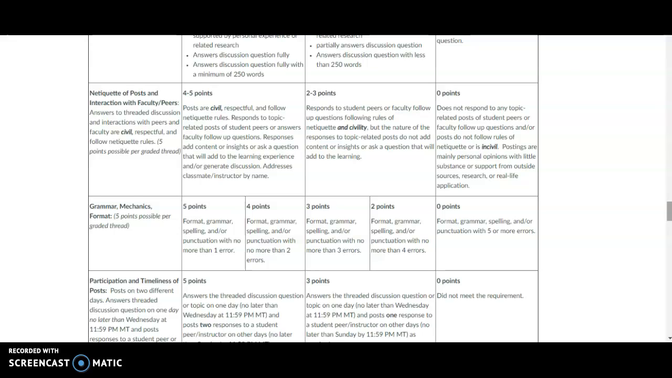Netiquette means you're being respectful to each other. Remember to always address your classmate or instructor by a name. So start out your post with hello, Susan, or you can call me Instructor Morrison, and start from there. Otherwise, you would lose a point. When it comes to grammar and mechanics, you have to make 2 errors to lose 1 point. However, many times my students make only 1 error, but I put the feedback in, so please make sure you're reading the feedback so you can make those changes for the future.